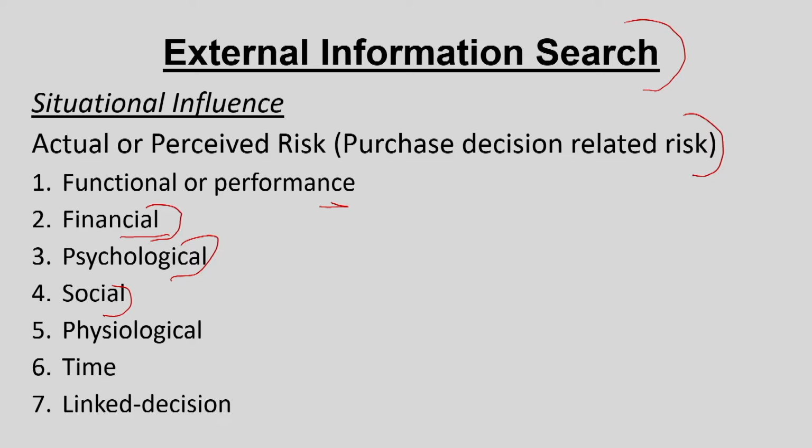Now, social risk could be if I buy a product and I am not accepted by people around me, I am not liked by people around me, I lose my prestige, I lose my social standing. So if social risks are high, I will not do an external information search.